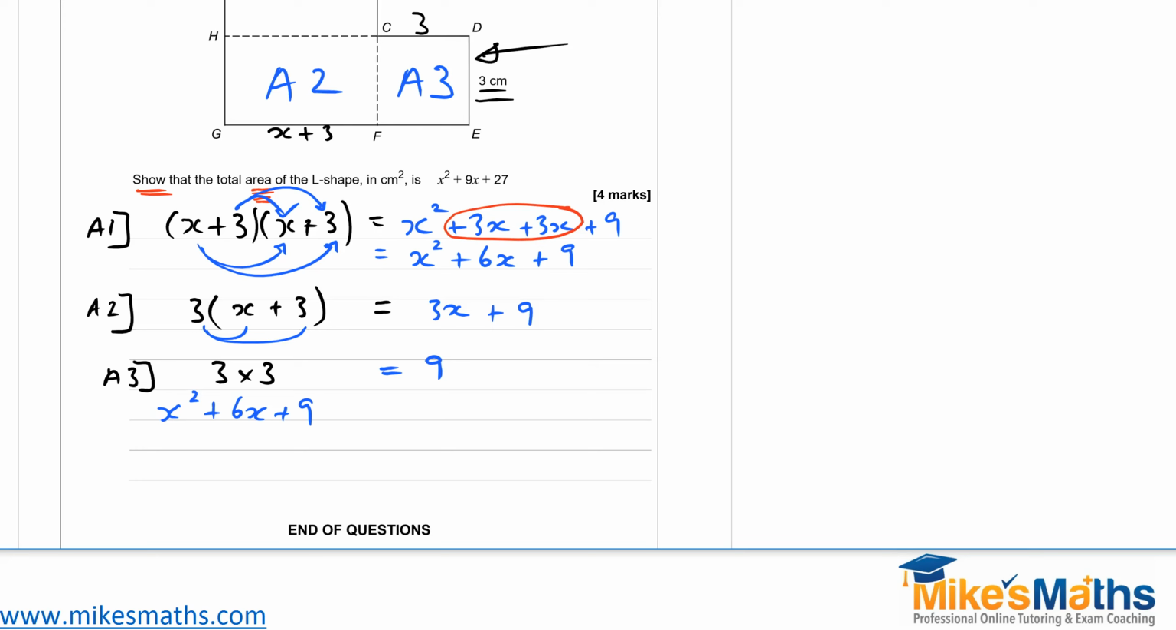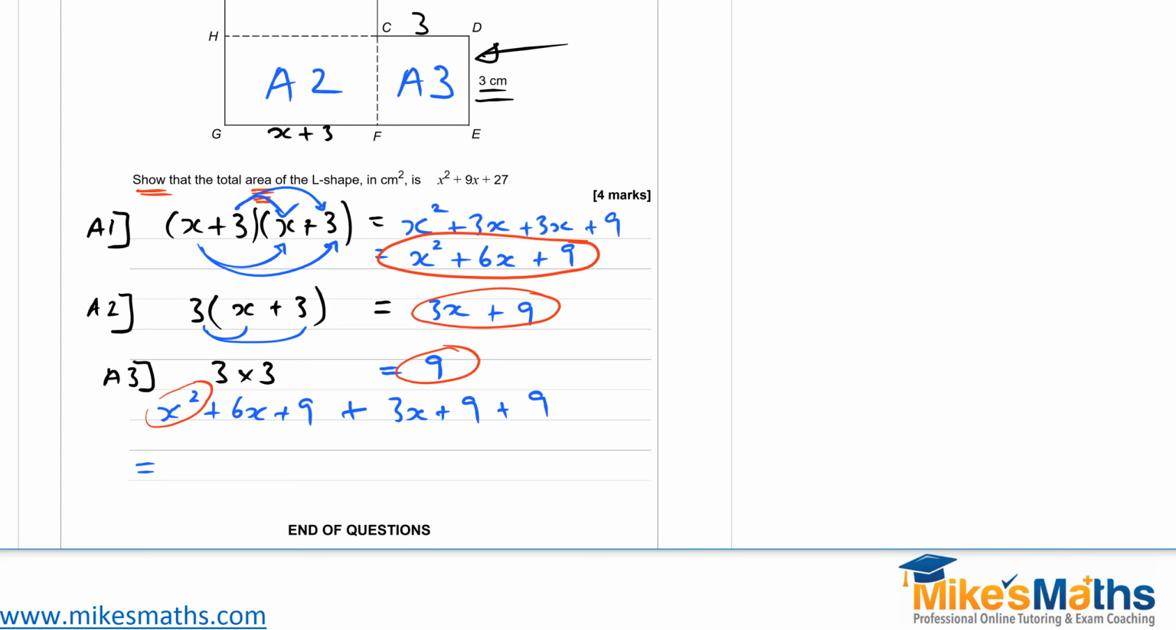Just write that out, that was the area of area 1. Then we're going to have to add area 2, which is 3x plus 9. That's that bit, remember. And then we have to add area 3, which is that extra 9, so we add 9. Now we simplify it. Well, there's only one lot of x squared, isn't there? There's no more x squareds I can add that to, so we leave it as x squared.